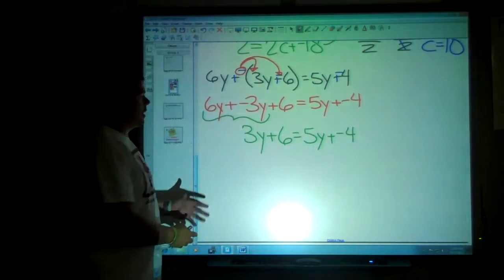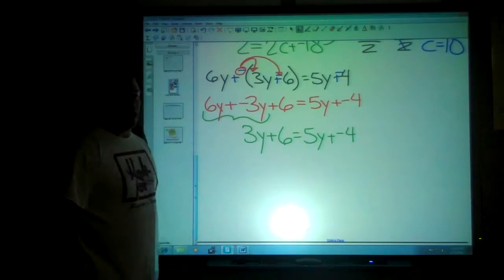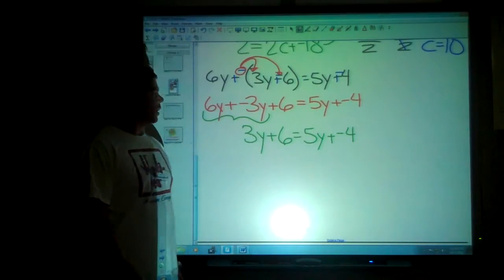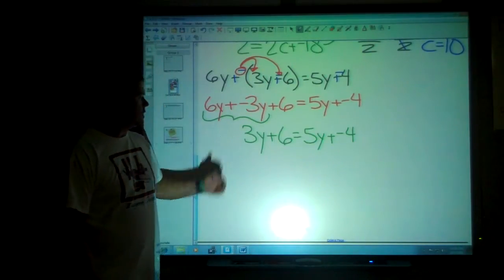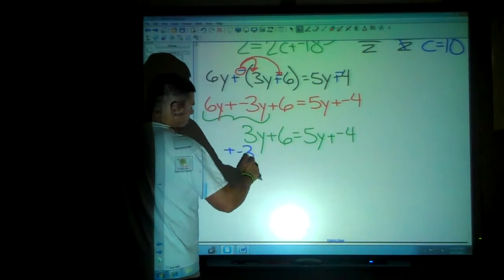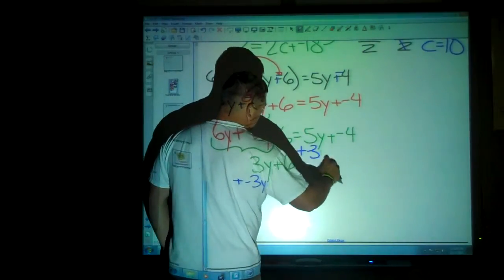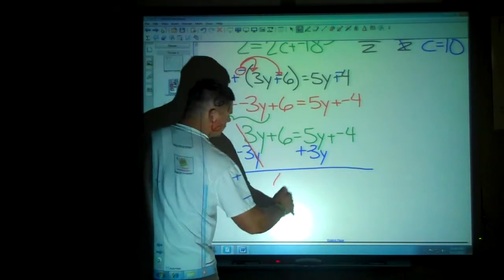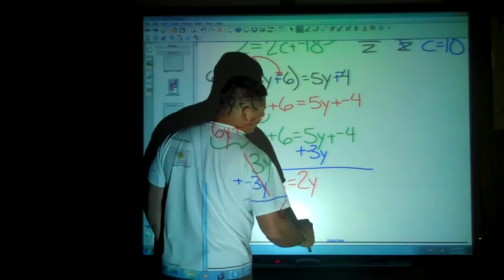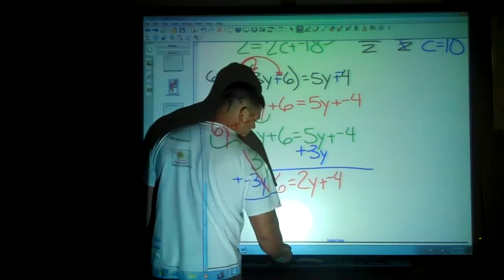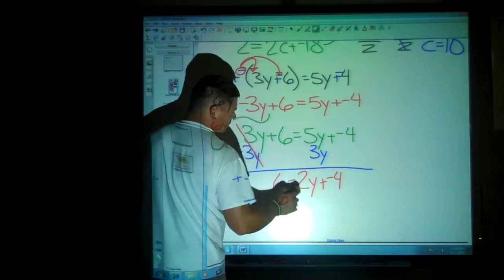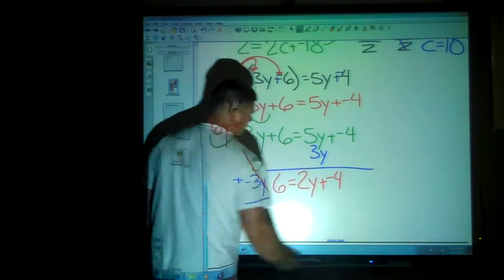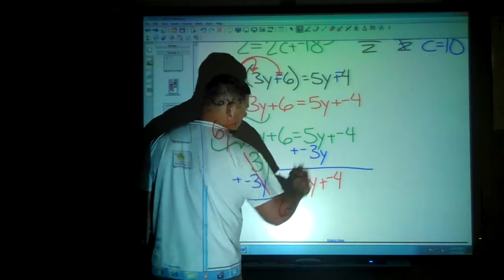We then decide, do I want to move all the y's to the right or the left? The way I decide is I just look at which side I have more. I've got more positives over here than I do over here, so I will add negative 3y to both sides. And I'm left with 6 equals 2y plus negative 4. Now if you're wondering how I got a negative there, this was plus negative, so plus negative 3y.